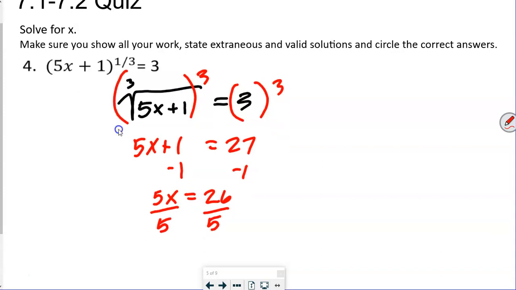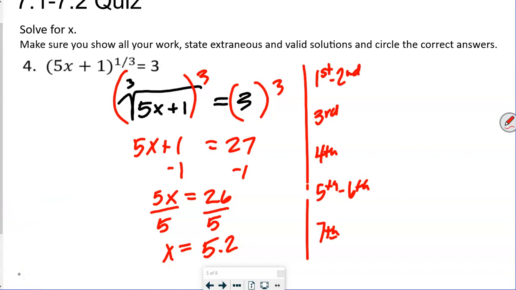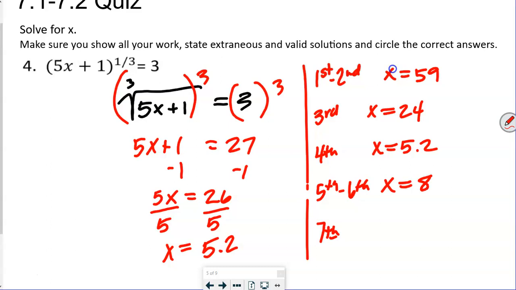So x is equal to 5.2. Or you could have left it 26 over 5, and some of y'all did that, and I gave it to you. Again, if you had first and second period, the answer to this one was x equals 59. Third period, x was equal to 24. Fourth period, x was equal to 5.2. Fifth period and sixth period, x was equal to 8. And seventh period, x was equal to 42.